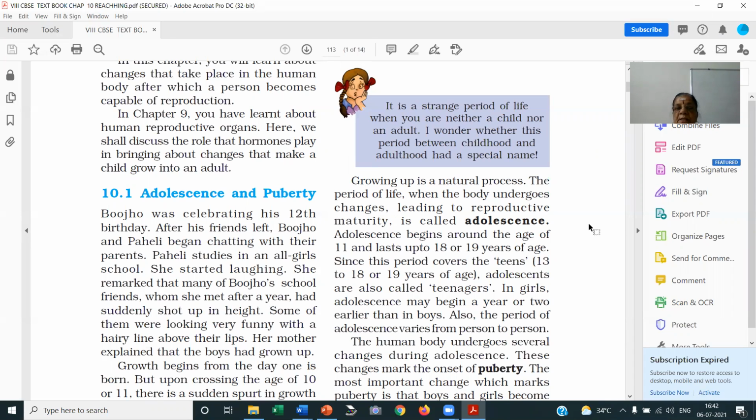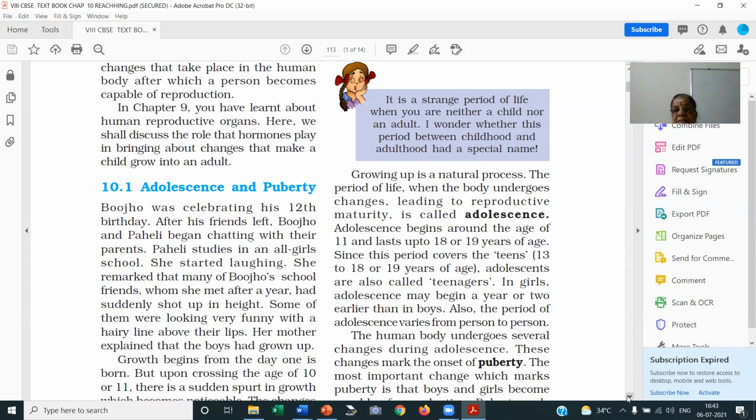The period of life when the body undergoes changes leading to reproductive maturity is called adolescence. I repeat, growing up is a natural process. The period of life when the body undergoes changes leading to reproductive maturity is called adolescence. Adolescence begins around the age of 11 and lasts up to 18 or 19 years. Since this period covers the teens, that is 13, 14, 15, 16, 17, 18 and 19, these adolescents are also known as teenagers. In girls, adolescence may begin a year or two earlier than boys. Also, the period of adolescence varies from person to person.